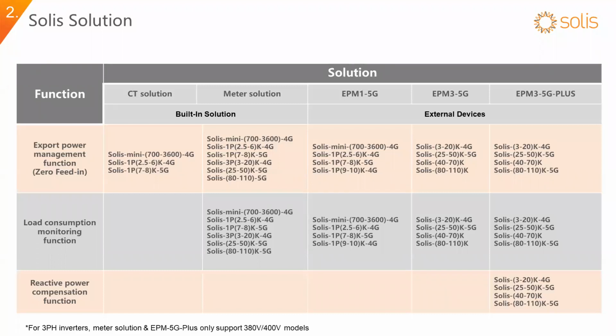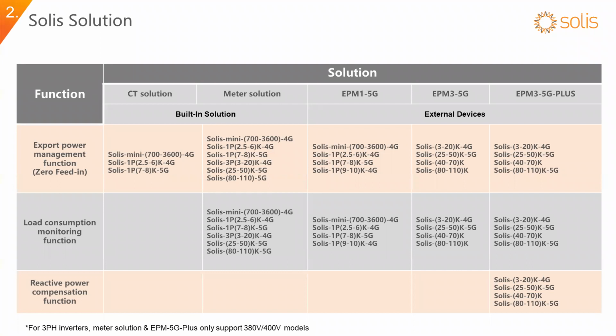For the external devices, the EPM1 5G is designed for the single phase system, so it can achieve both export power control and load consumption monitoring. The EPM3 5G is pretty much the same, but designed for three-phase. And the EPM3 5G Plus is a special model designed for the three-phase system, and it has a built-in power meter and also a built-in data logger inside the box. So it combines the control and the monitoring function into one unit.